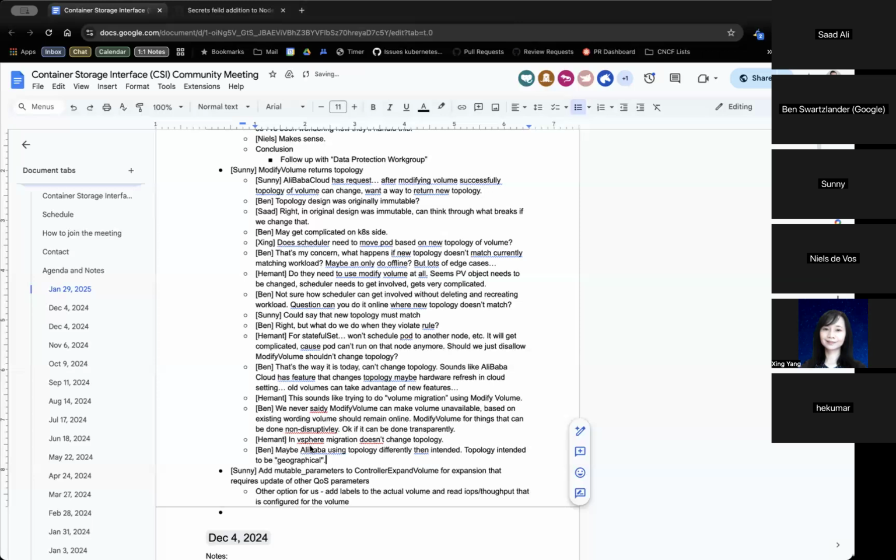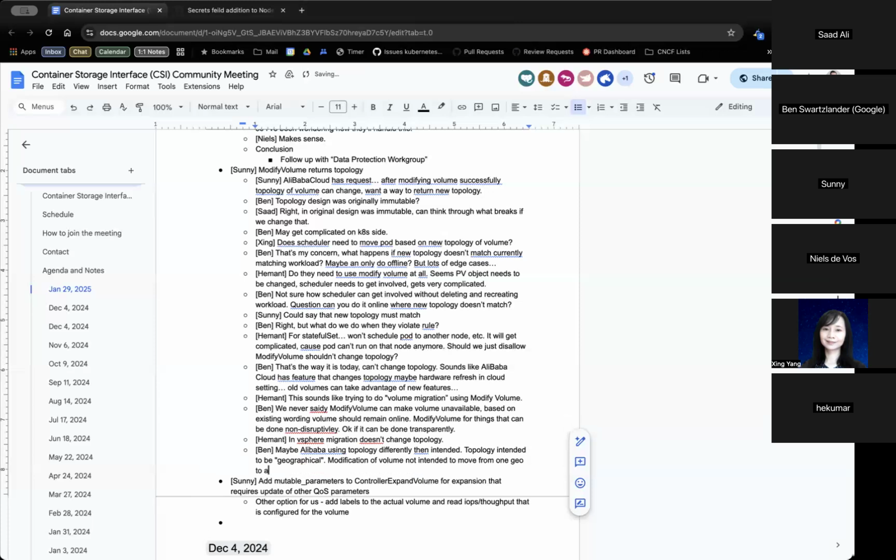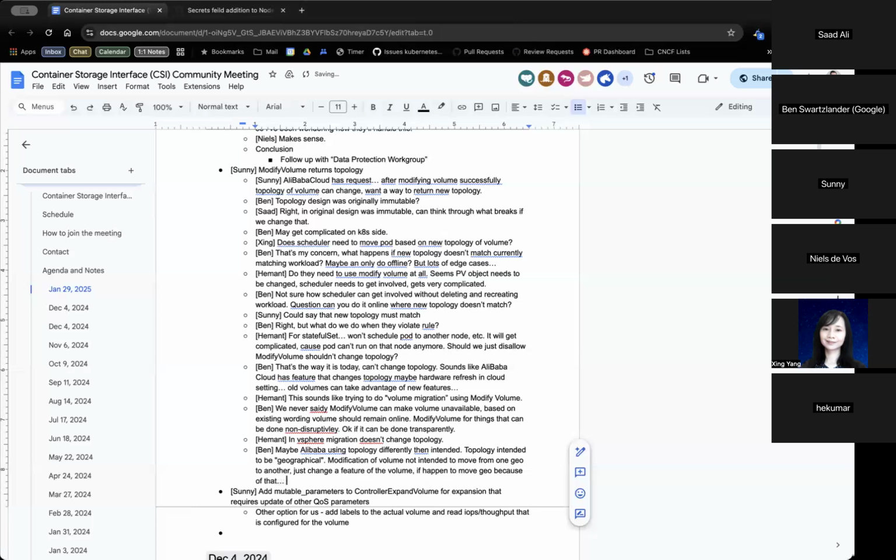Because what you're really saying is the modification of the volume wasn't intended to move it from one geography to another. It was meant to modify some feature of the volume. And it may just happen that because of where your hardware physically is, you also have to migrate it to achieve that. So maybe this is not the right way to use topology. The topology changing is a side effect of choices made in a specific deployment, and what's really needed is more like a migration feature.